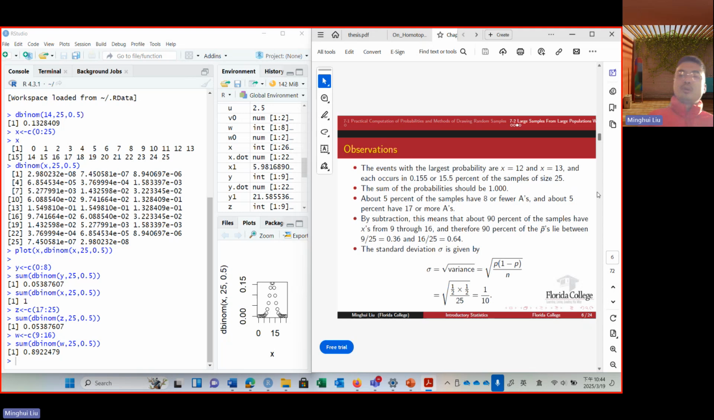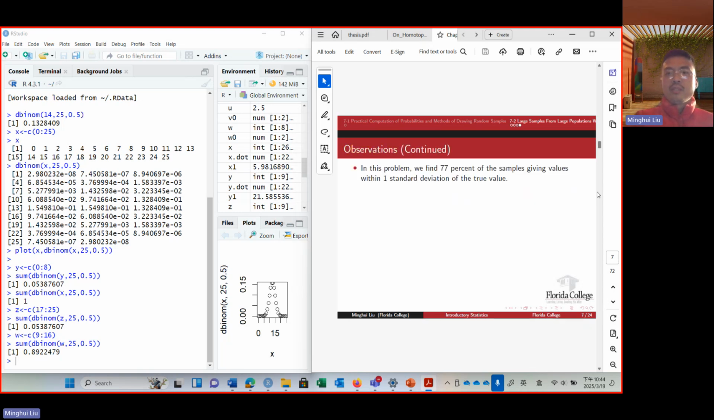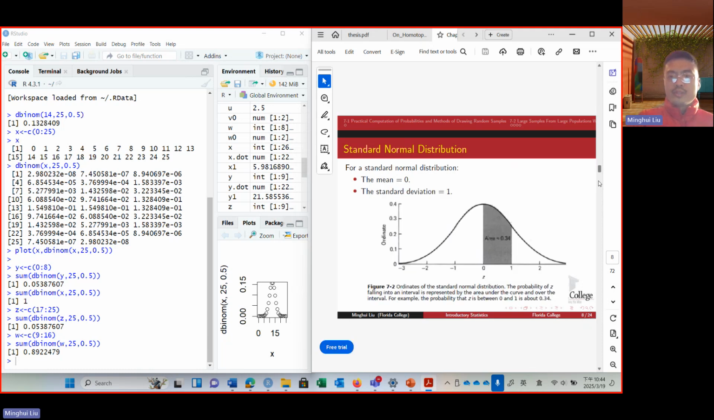The mean is actually about 12.5, and the standard deviation is 1/10. So in reality, we can also look at a smoothed version of this. And if we set the mean equals 0 and the standard deviation equals 1, we're going to have what we call the standard normal distribution. So by definition, we're going to have the mean equals 0 and the standard deviation equals 1.